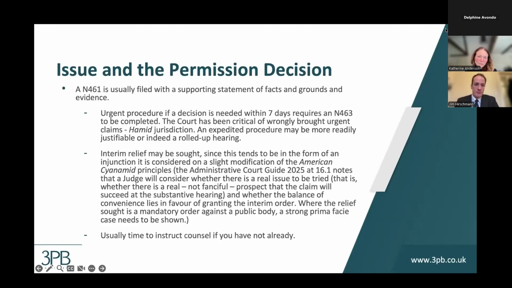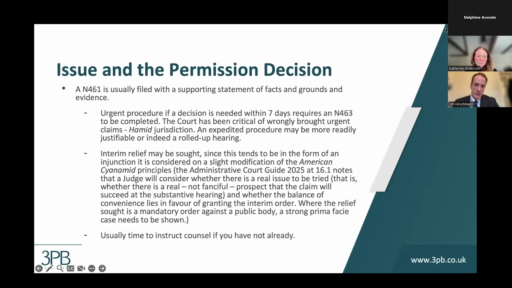But sometimes it can't be avoided and the claim is issued, or sometimes a claim issues prematurely. What I want to take you through now is what happens in those circumstances and give you some tips and things to bear in mind. So first, an N461 is the standard form that you'll see in a judicial review.